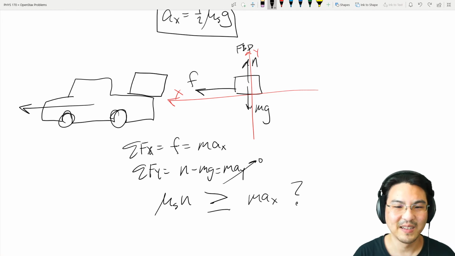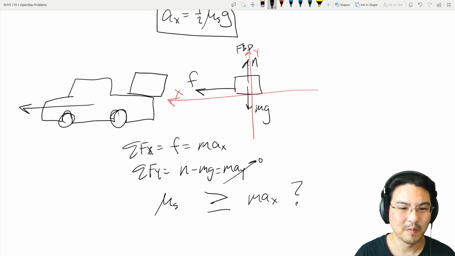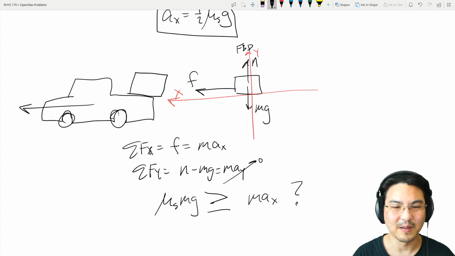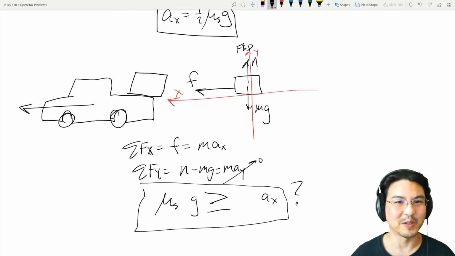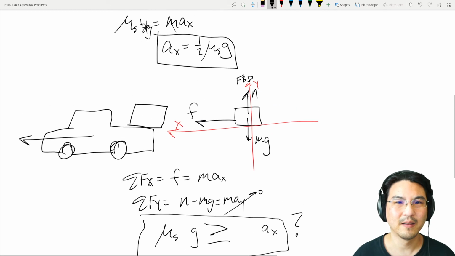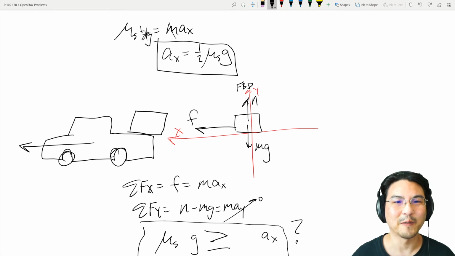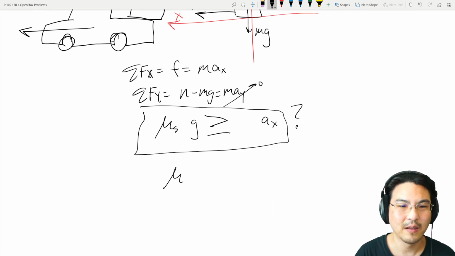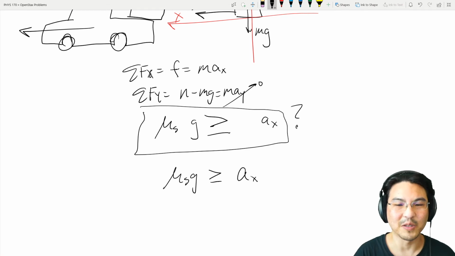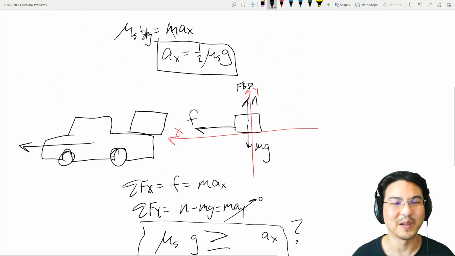And then N minus mg equals 0. So N equals mg. And then mass is non-zero, so let's just divide both sides. And there we go. This is what we're looking for. And that, of course, depends on the answer we got in part A, which is right here. So for part A, AX equals 1/2 mu s times g.